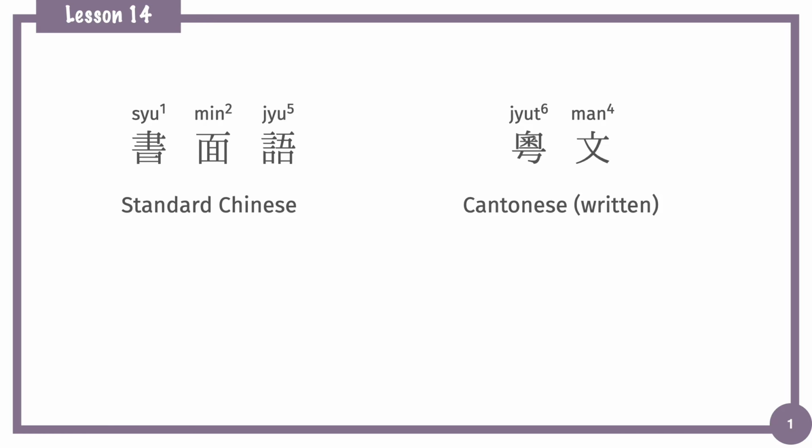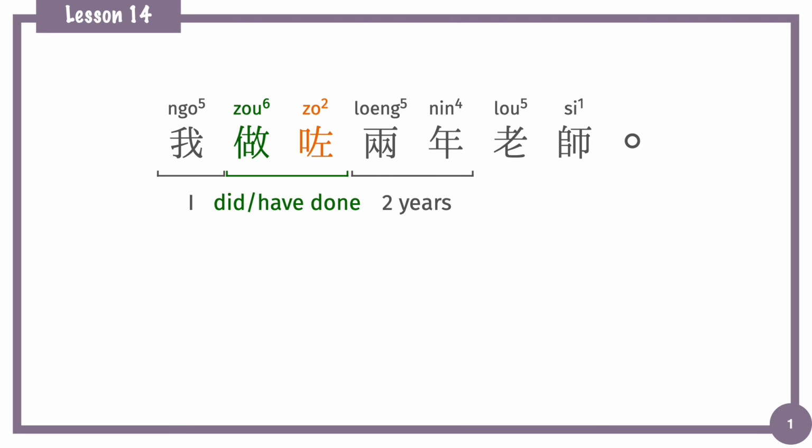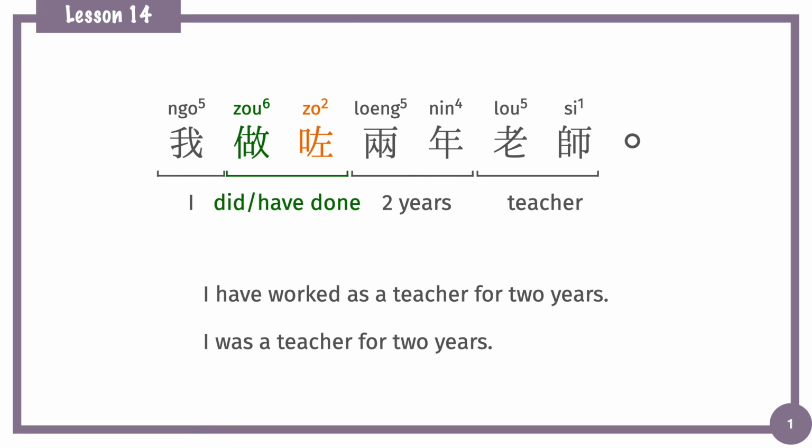Okay, go back to our grammar things. Let's see one more example for the first sample sentence. 我做咗2年老師. Okay, 我 is the topic. 做, to do. 咗, the aspect marker, means did or have done. 2年, 2 years. 老師, teacher. 我做咗2年老師 means I have worked as a teacher for 2 years or I was a teacher for 2 years.